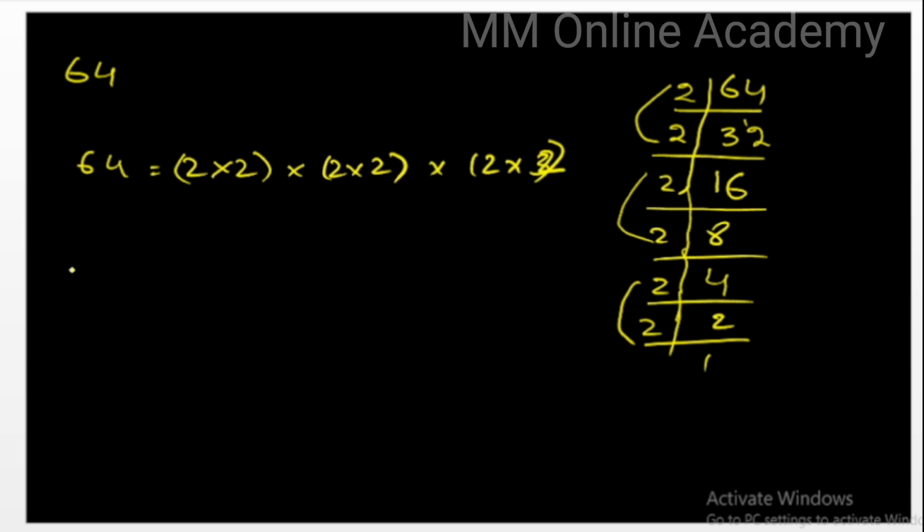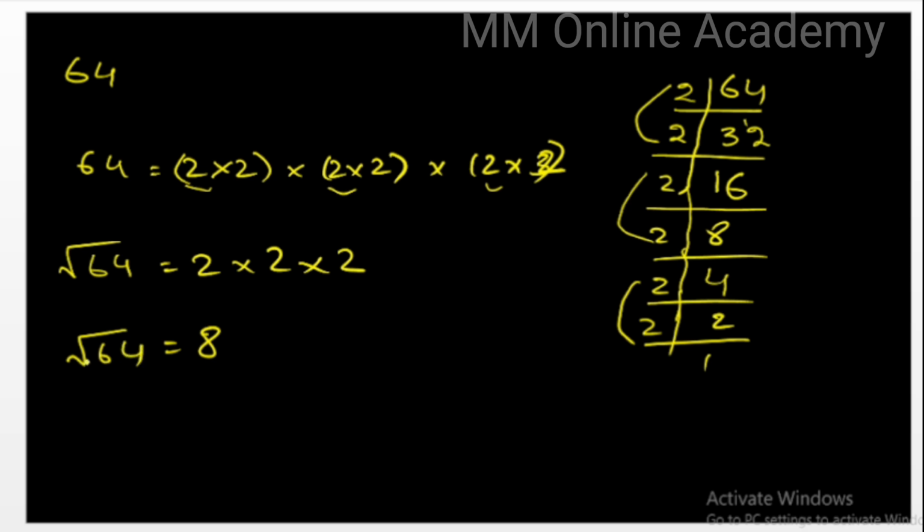Now square root 64 will be, choose one number from each pair. Choose 2 from this pair, 2 from this pair, 2 from this pair. Now multiply these numbers. 2 2s are 4, 4 2s are 8. So square root 64 will be equal to 8. You will practice square root 144 and square root 100. Okay, these are your practice questions.